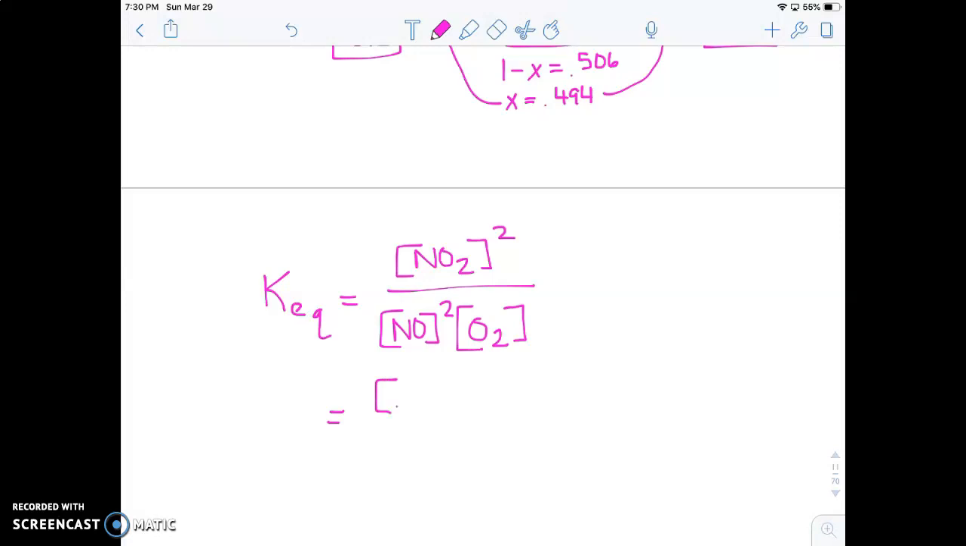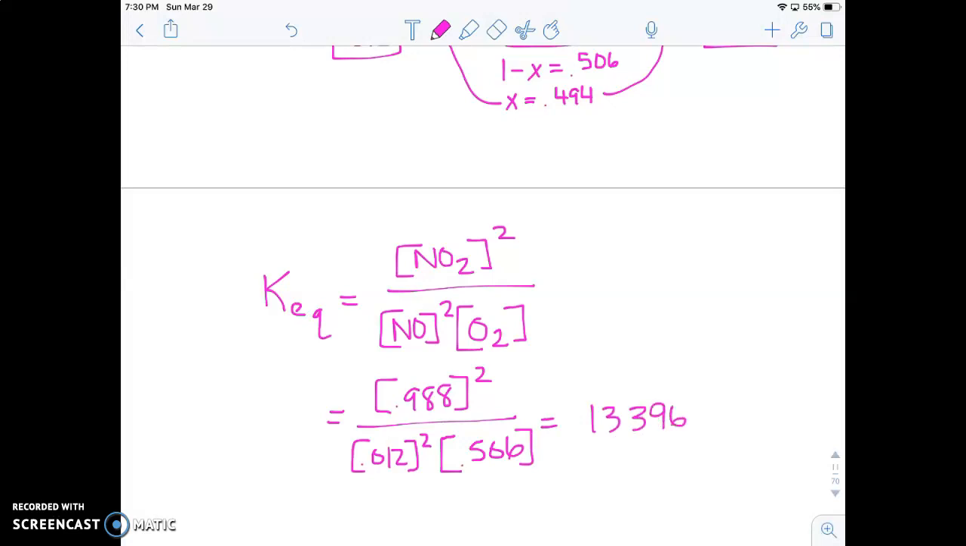So NO2 was 0.988 squared. The concentration of NO was 0.012 squared, and the concentration of O2 is 0.506. They gave that to me. And when I solve, I get that. So this number is definitely way bigger than 1, which means what? It means that my products are more than my reactants. So it means that my forward reaction is favored. Okay.